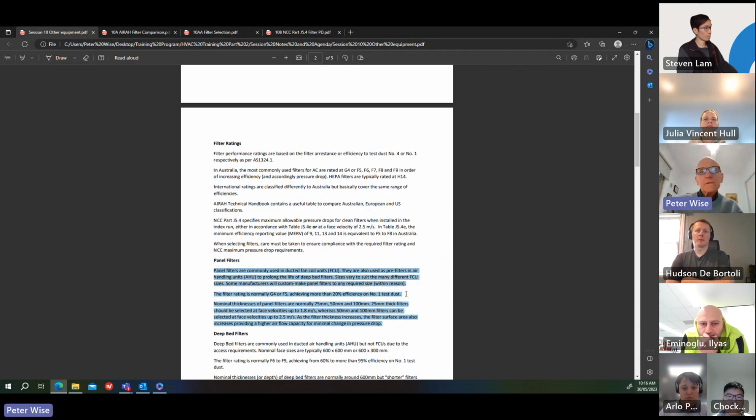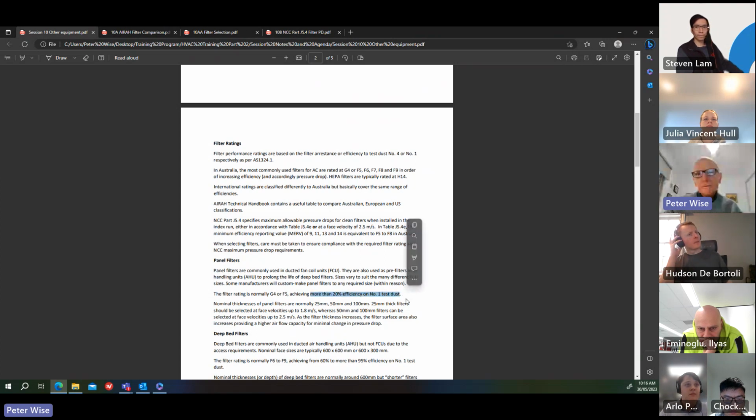The filter rating is normally G4 or F5, achieving more than 20% efficiency on number one test dust. So that's important. In Australia, that's very important. And if you're looking at AS 1668 Part 2, it gives you some concessions on outside air quantities, provided you achieve greater than or equal to 20% efficiency on number one test dust. So we're talking about G4 and better.